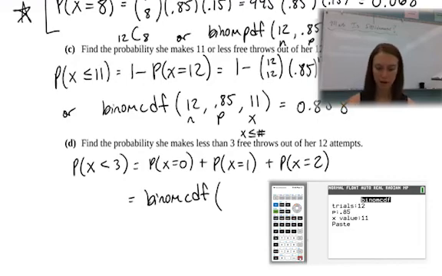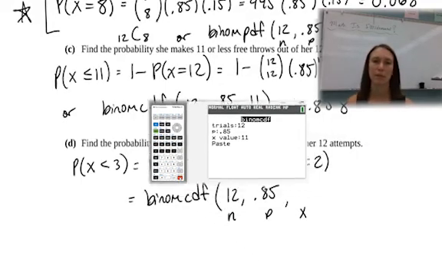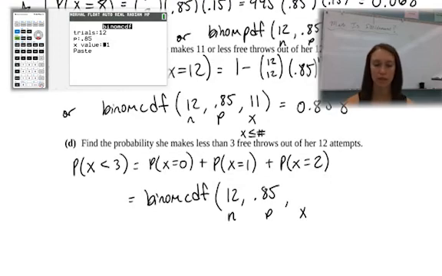And I have the number of trials are 12. My probability of success is 0.85. So that's n and p. And then my x value is 2. Now I know it said x is less than 3, but the values are always included. So 3 wasn't included, but 2 is, 2 or less. 2 is my x value.